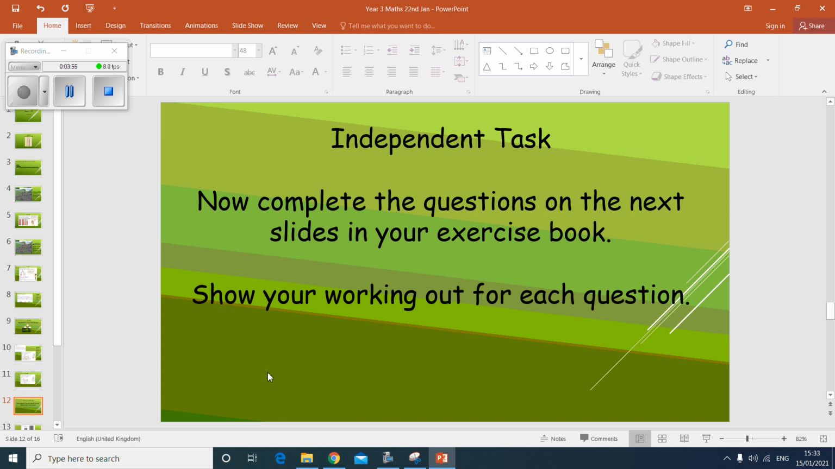So it's now almost time to start our independent tasks. Pause the slides on each of the questions while you do your working out in your books.